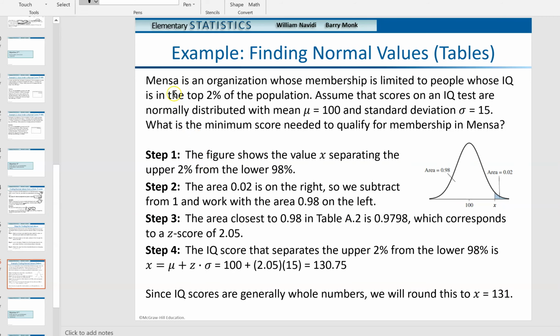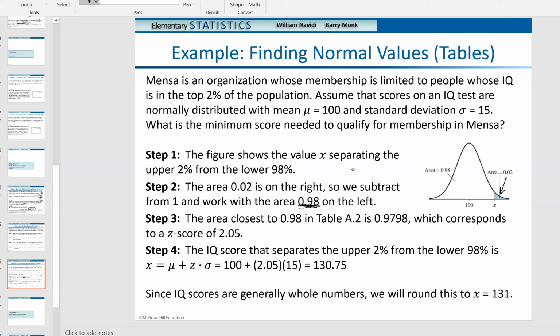So let's try this. Mensa is an organization whose membership is limited to people whose IQ is in the top 2% of the population. Assume that scores on an IQ test are normally distributed with a mean of 100, standard deviation of 15. What's the minimum score needed to qualify for membership in Mensa? The figure shows the value x separating the upper 2% from the lower 98%. So the area 0.02 is on the right. We subtract that from 1 and work with 0.98 on the left.